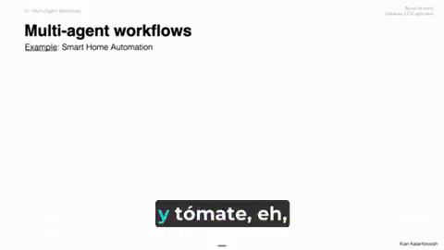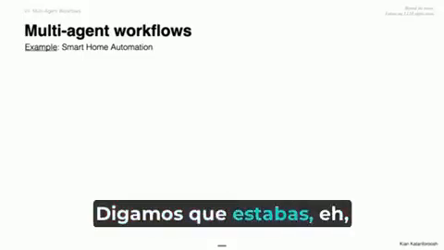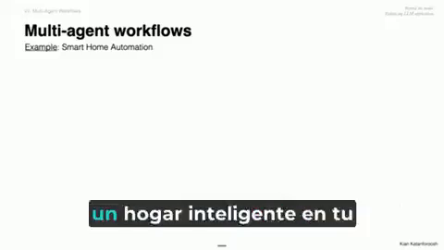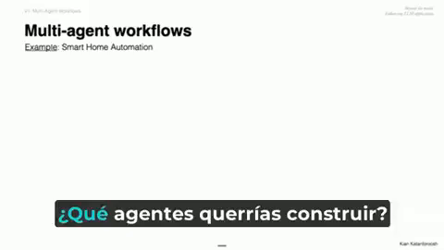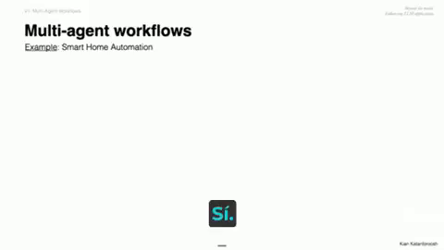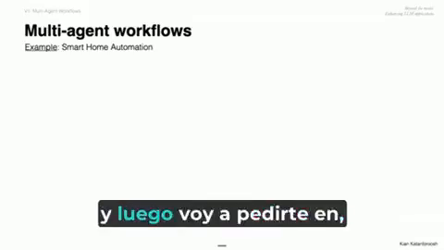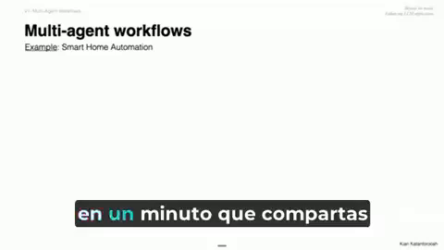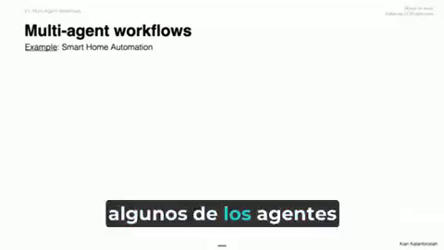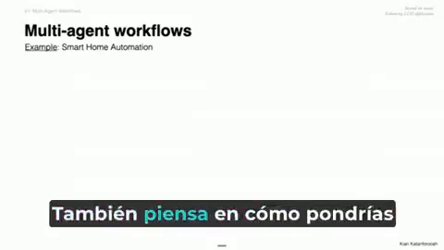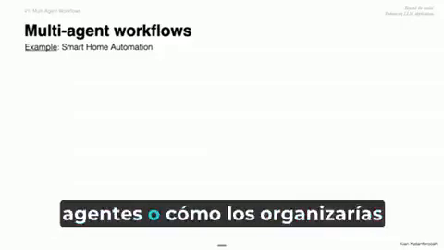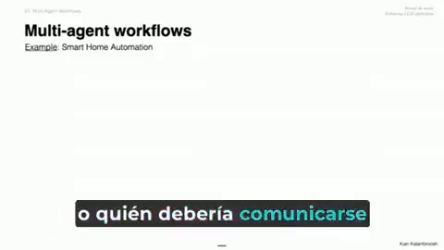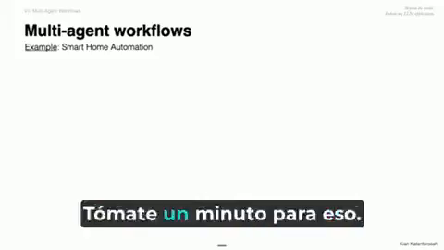Actually, I'm going to ask you a question and take maybe a minute to think about it. Let's say you were building smart home automation for your apartment or your home. What agents would you want to build? Write it down, and then I'm going to ask you in a minute to share some of the agents that you will build. Also, think about how you would put a hierarchy between these agents, or how you would organize them, or who should communicate with who. Okay, take a minute for that.